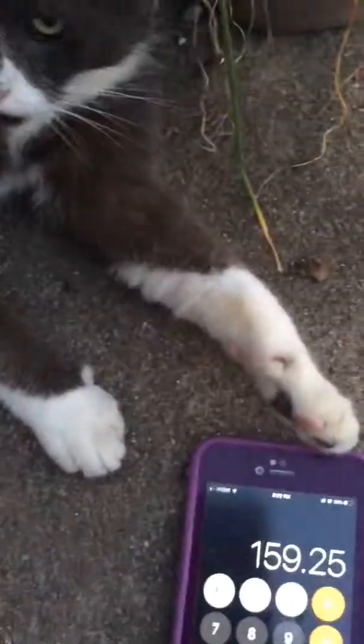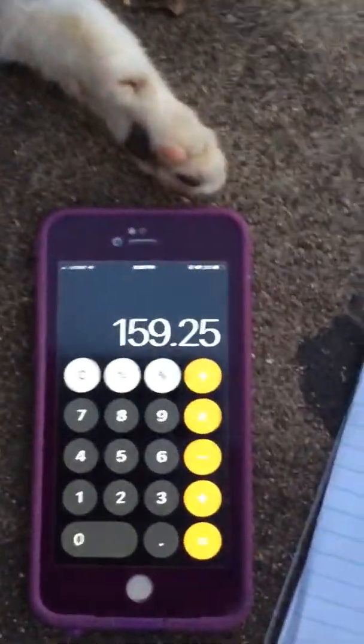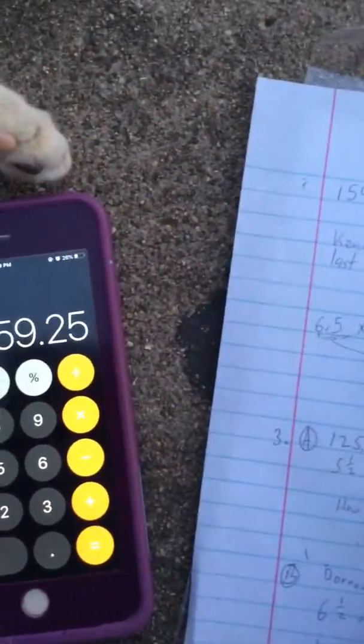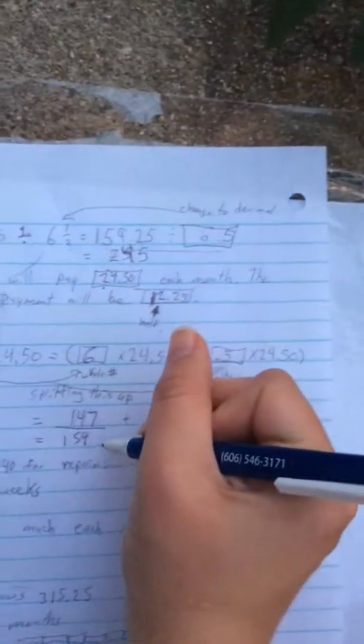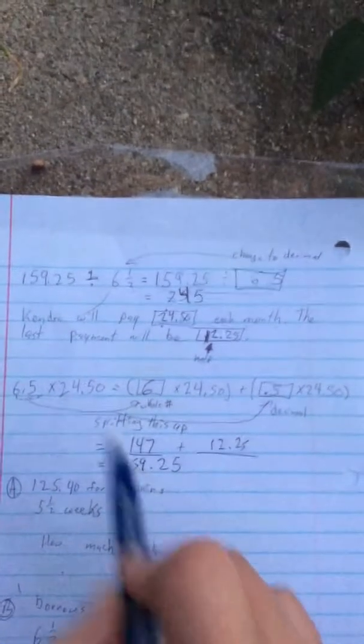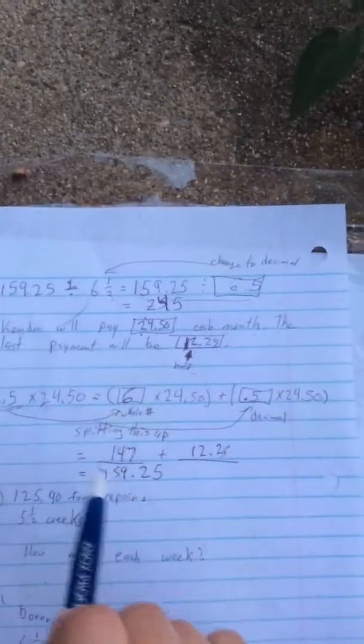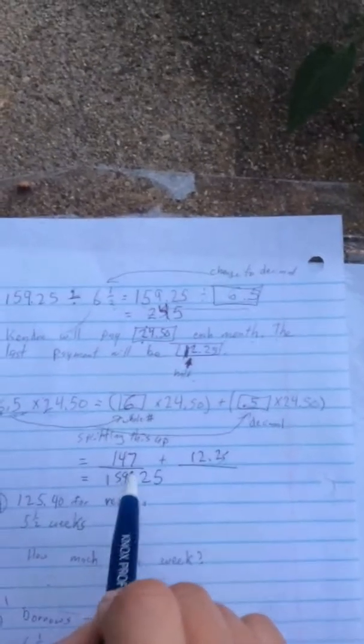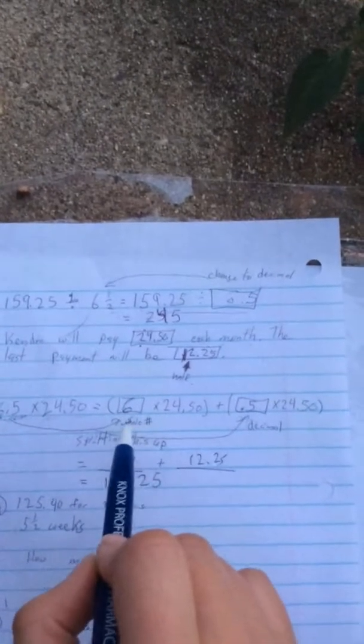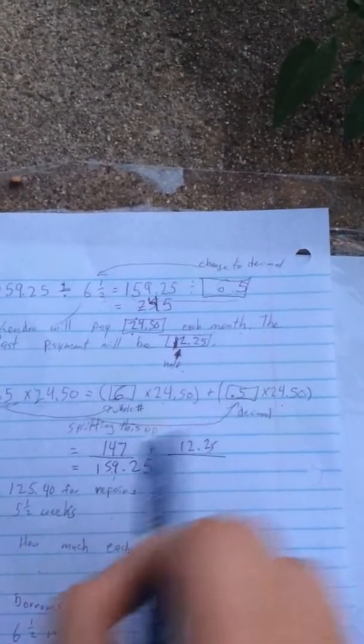And we got 159.25. Okay, so is that the same amount? Yeah. So we're still going to end up paying the same amount if we pay this lady or whoever 6 payments of this and a half a payment of that. So that's the same thing up there, but this is just a way to check it with the distributive property.